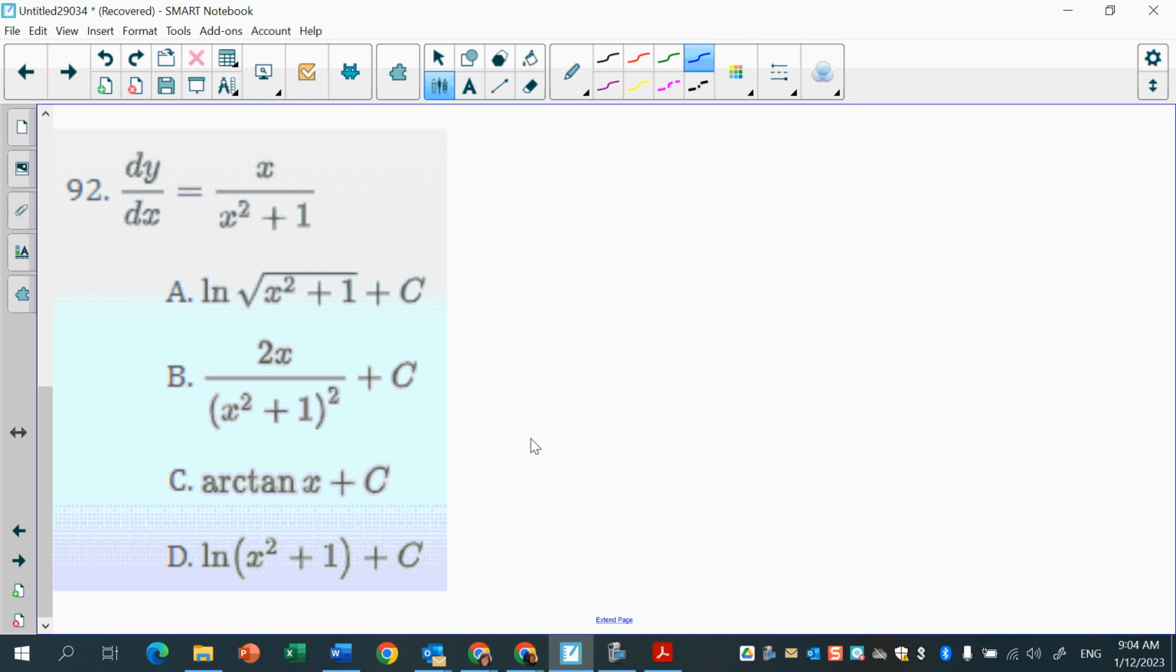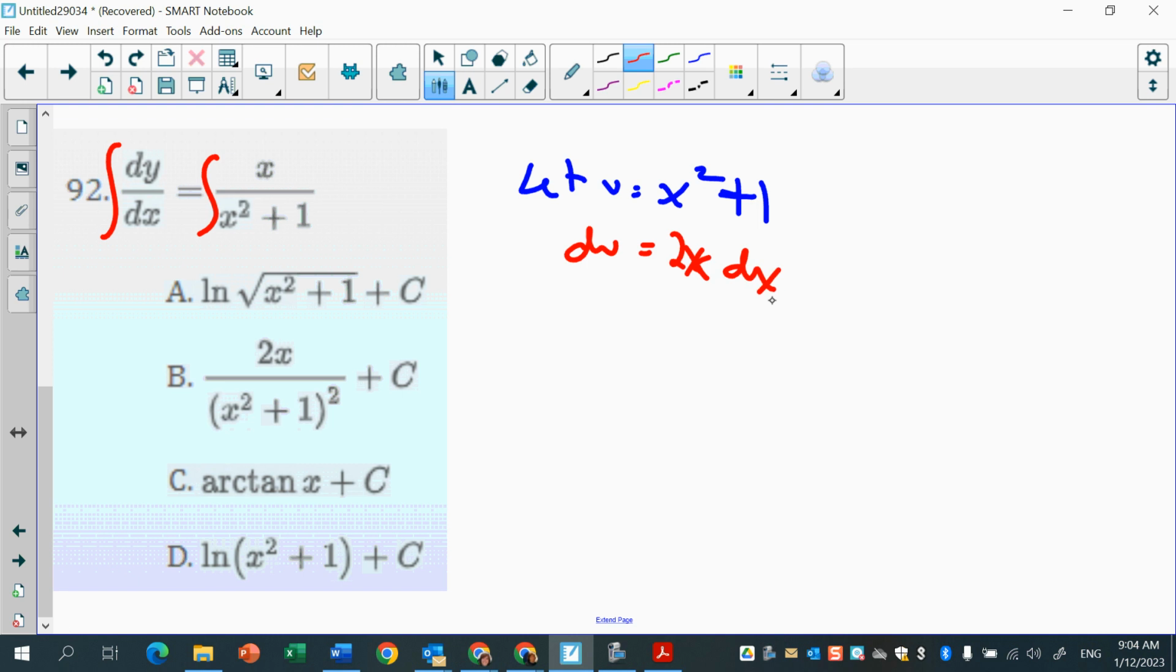If you'll notice that this one also is a u substitution, because again, I'm finding the original function. So I need to do this. And I'm finding the antiderivative, so the original function. And so I'm going to say let u equal x squared plus 1. And then du is 2x dx.